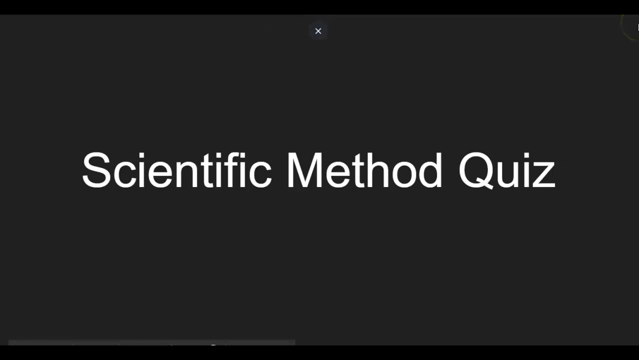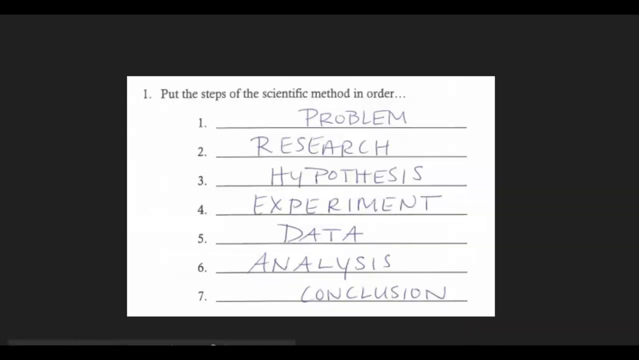Okay, so this is going to be about the scientific method quiz. So this is your study guide for the scientific method quiz. Put the steps of the scientific method in order. There are 7 steps: problem, research, hypothesize, experiment, data, analysis, conclusion.